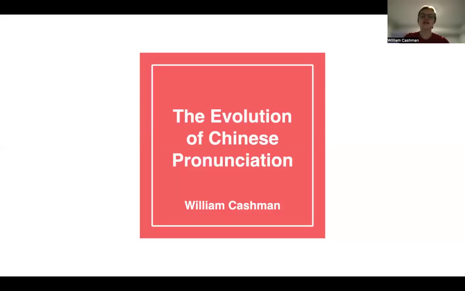So, a couple questions that have always bothered me in my Chinese language journey are how do we know what Old Chinese sounded like? And why does it seem that in Old Chinese, one character is always one word, whereas in modern Chinese, that's almost never the case?